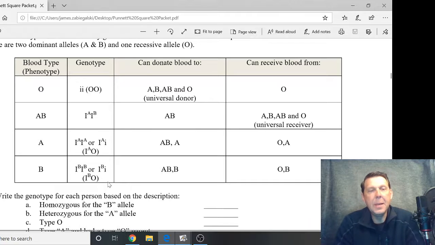And now if you're B, you could be homozygous for B, which means you're B from mom and B from dad. Or you can be heterozygous for B, meaning you got B from one parent and then the O from another parent. And this is who you can donate to, and this is who you can receive blood from. Remember, everyone can receive O blood.